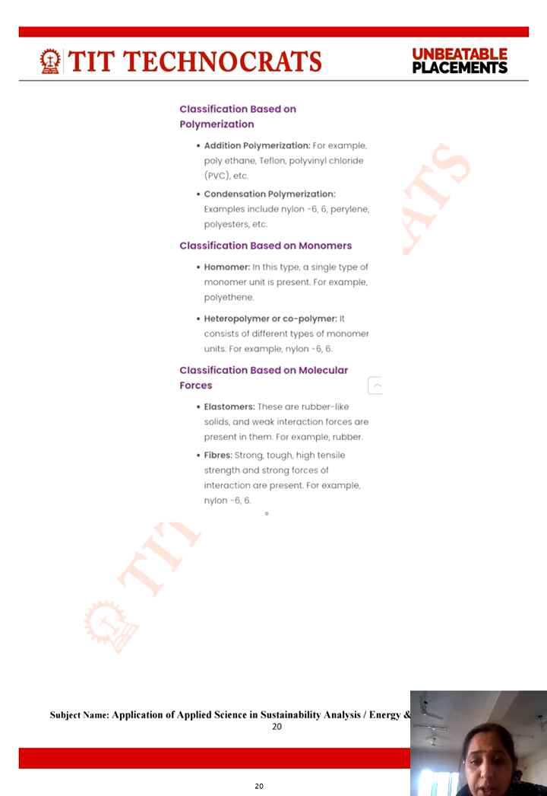Now we will come to the next classification, that is based on the monomers. These are of two types, homopolymers and heteropolymers. In homopolymers, a single type of monomer unit is present, for example polythene. A heteropolymer or copolymer consists of different types of monomer units, for example nylon 6,6. And homo means the same type, for example polythene.